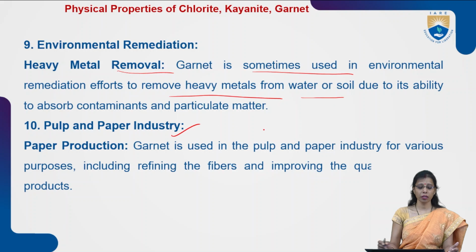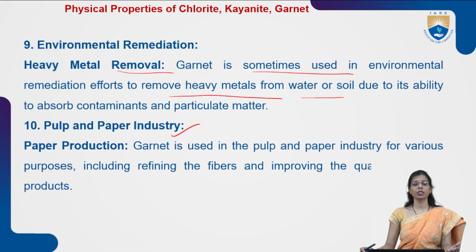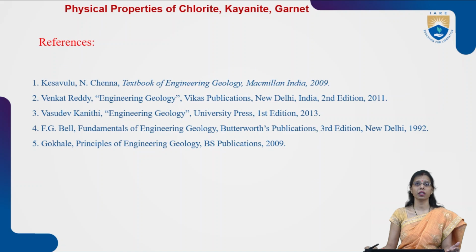Now, the pulp and paper industry. Garnet is used in the pulp and paper industries for various purposes, including refining the fibers and improving the quality of paper and paper products. So these are a few of the topics we have discussed here about the different properties of chlorite, kyanite, and garnet, which are useful in various fields, such as remediation or removal of heavy metals from soil, and their ability to absorb contaminants. They are widely applicable in various industries.